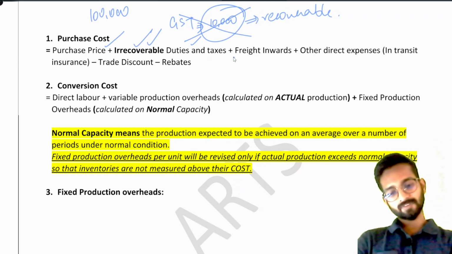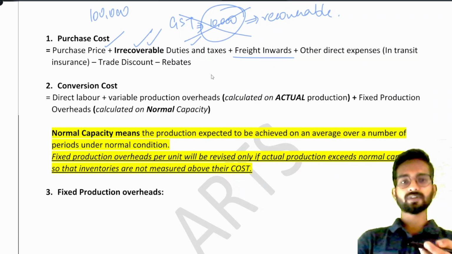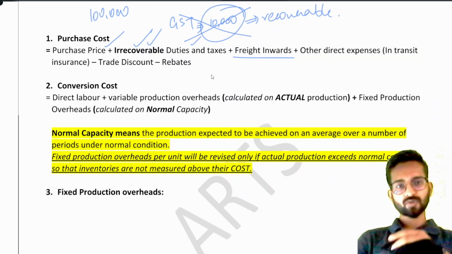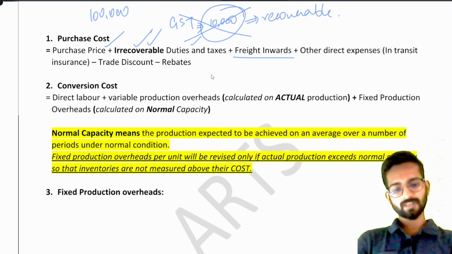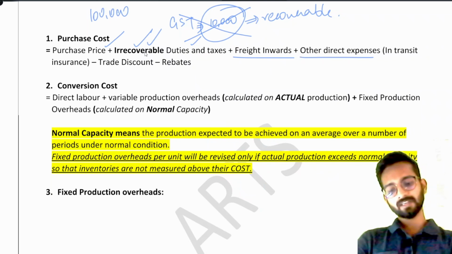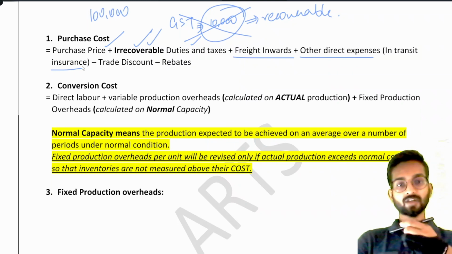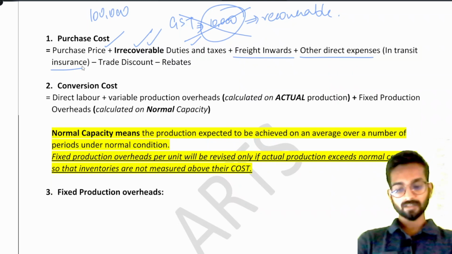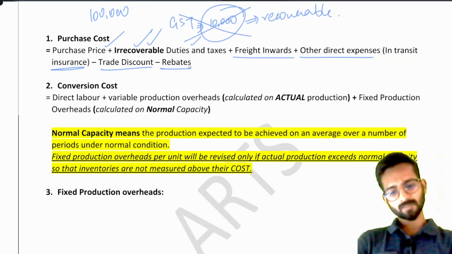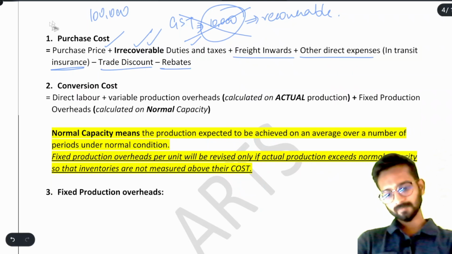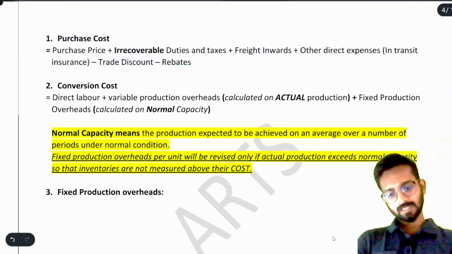Simple. Then freight inwards means what? Transportation charges. If I am purchasing the raw material, obviously raw material will be transported to my factory. That transportation charges are freight inwards, and other direct expenses are in transit insurance. Suppose we are purchasing goods or raw material from Jammu Kashmir and we have to transfer it till Tamil Nadu, Kanyakumari, then we will obviously insure that. We will take an insurance for those goods. And then you have to remove trade discount and rebates. Whatever trade discount or rebate the supplier is providing, that we will remove from the purchase cost. Simple.